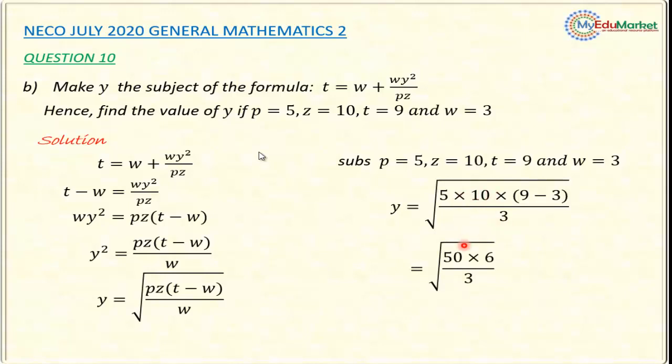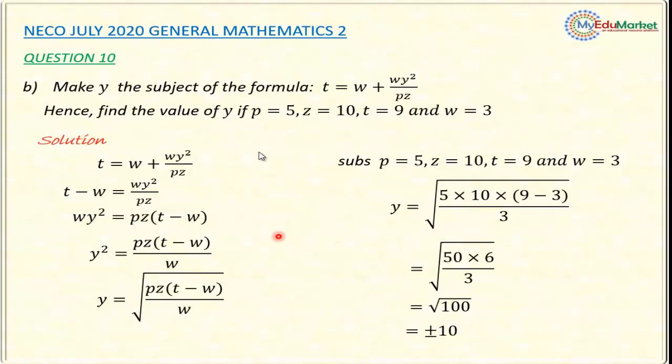So 5 times 10 is 50. The bracket 9 minus 3 is 6, so all over 3. So I continue multiplying 50 by 6 and dividing the result by 3. The answer is going to be 100. So I'm having square root of 100, and square root of 100 is plus or minus 10. So therefore the value of y when p is 5, z is 10, t is 9, and w equals 3 is plus or minus 10. So with that, I have answered this question also.